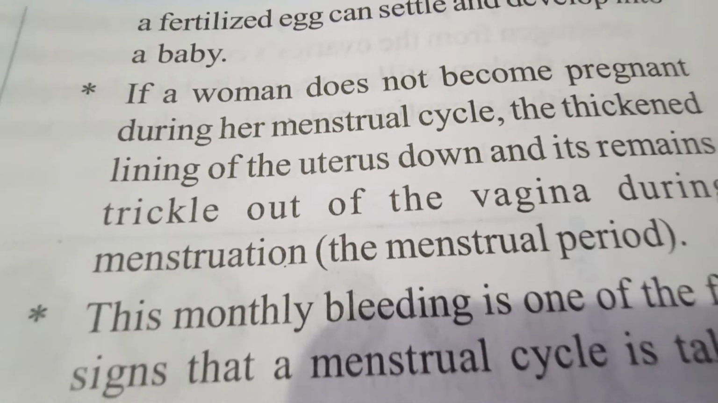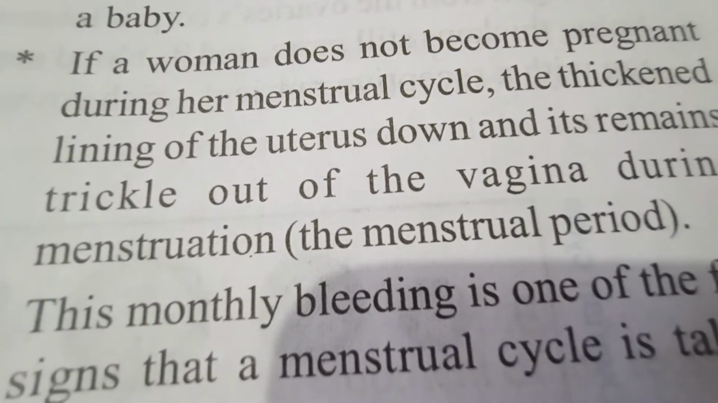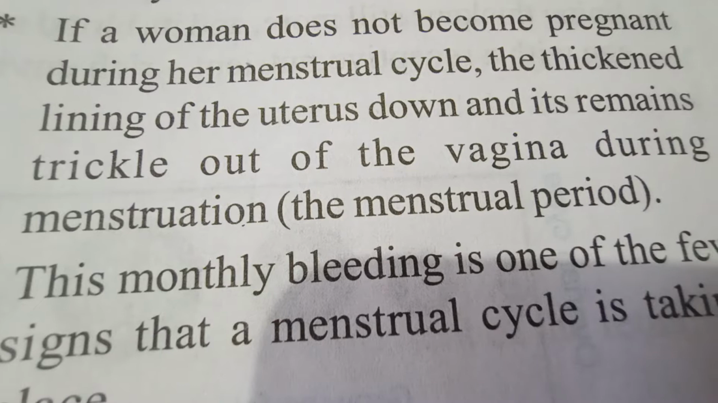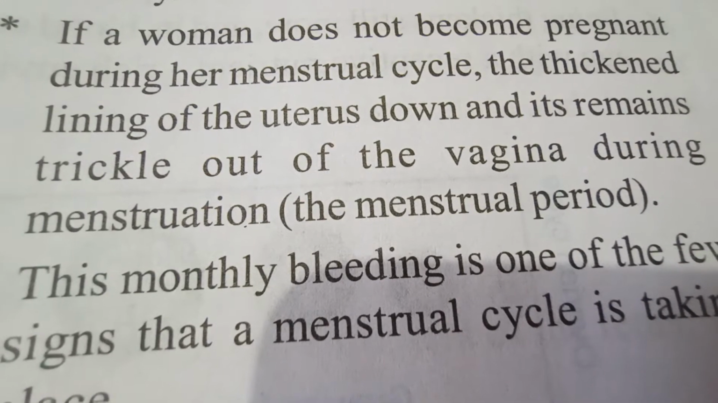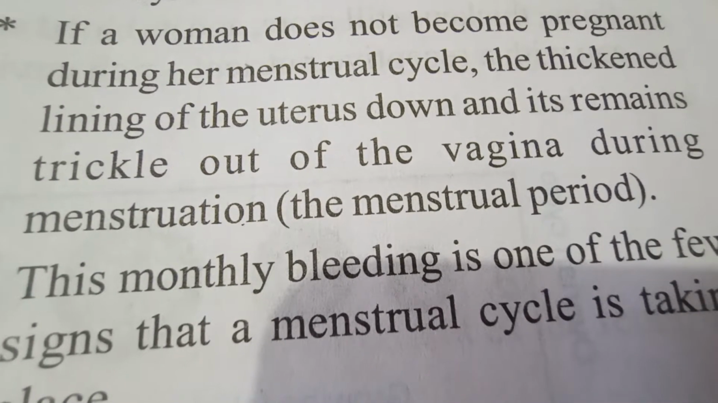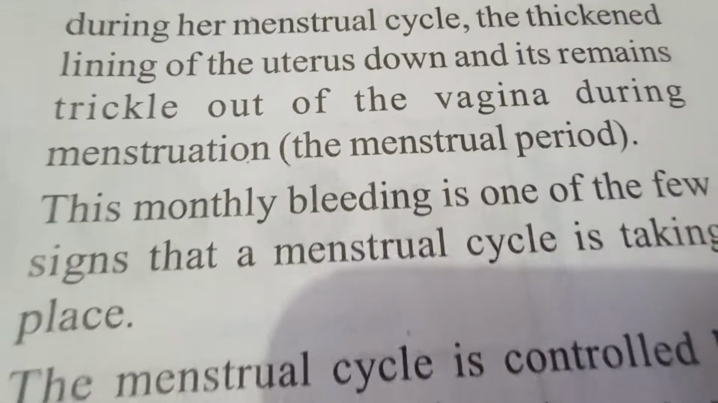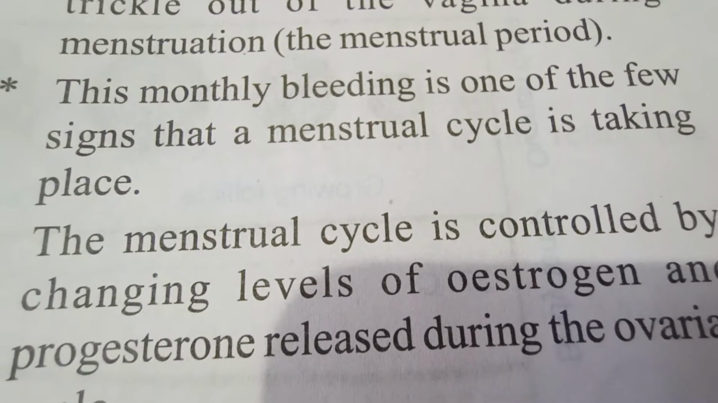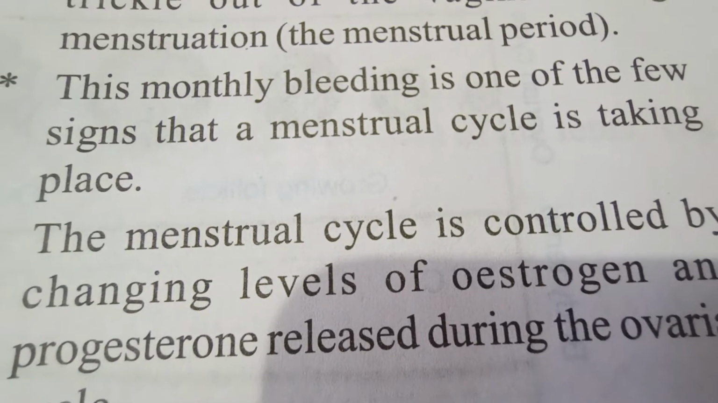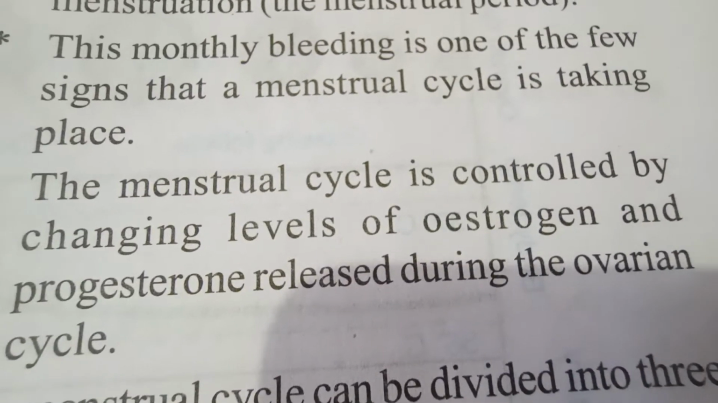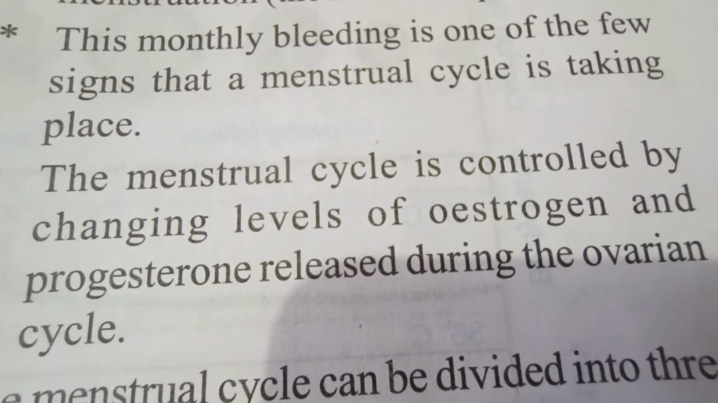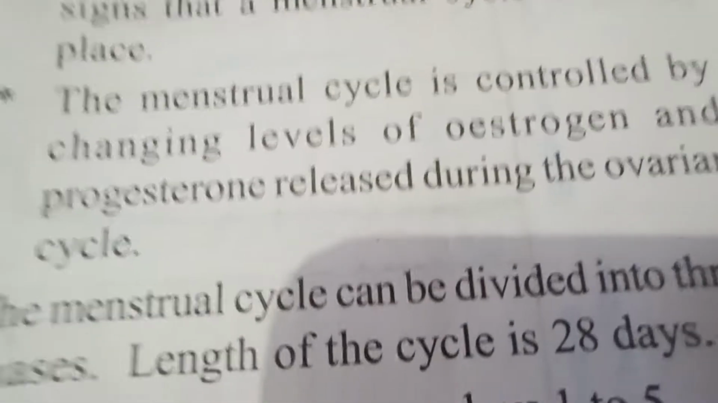If a woman does not become pregnant during her menstrual cycle, the thickened lining of the uterus breaks down and its remains trickle out of the vagina during menstruation. That is called menstrual periods. This monthly bleeding is one of the few signs that the menstrual cycle is taking place. The menstrual cycle is controlled by changing levels of estrogen and progesterone released during the ovarian cycle.